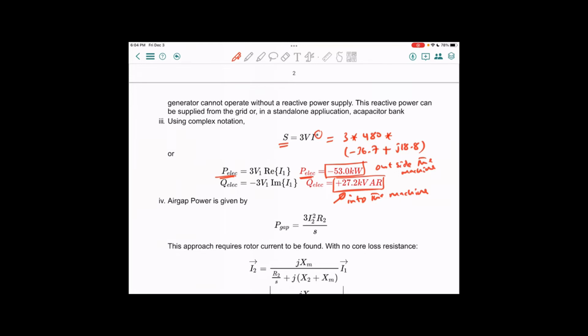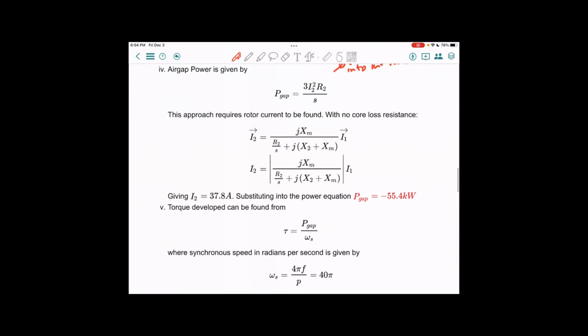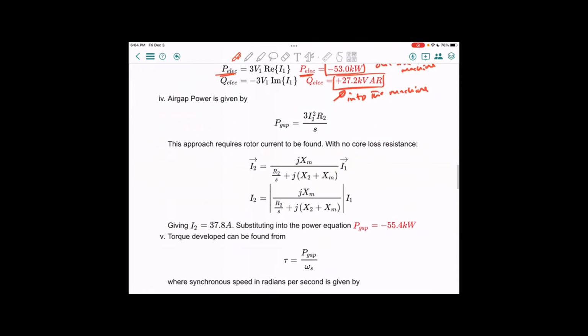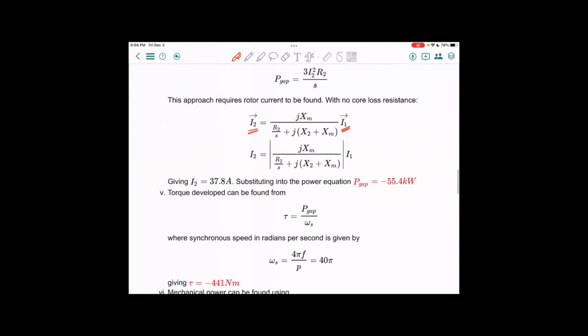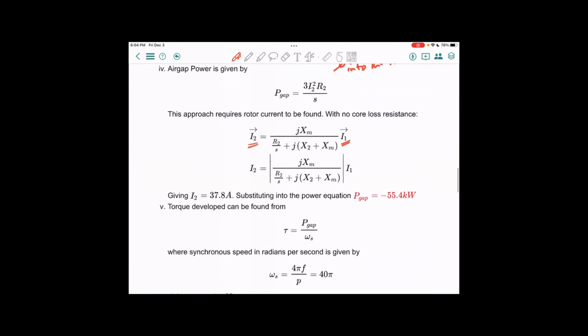Keep going with this. He wants you to find the air gap power. So to find air gap power, just like the usual equations we used, which is 3 I2 squared R2 over S. That's why you need to calculate the current I2 just by using the current divider rule, because I1 is the total current. You just go with I1 and multiply it by jXM over R2 over S plus jX2 plus XM. And then you go around to find I2.